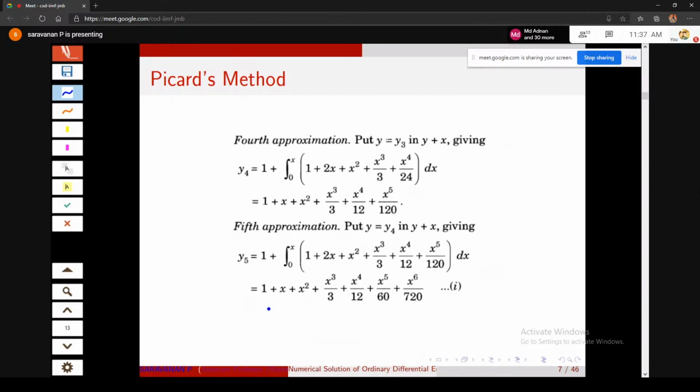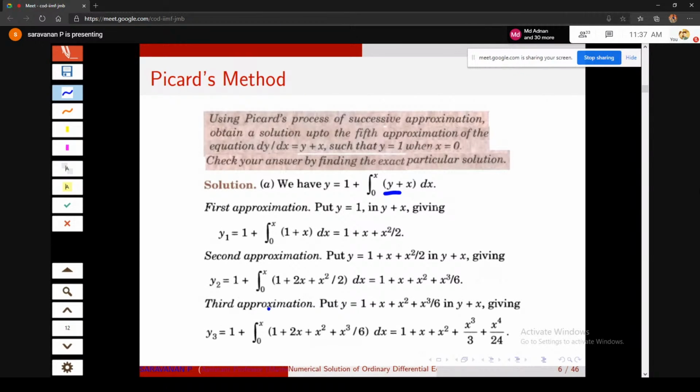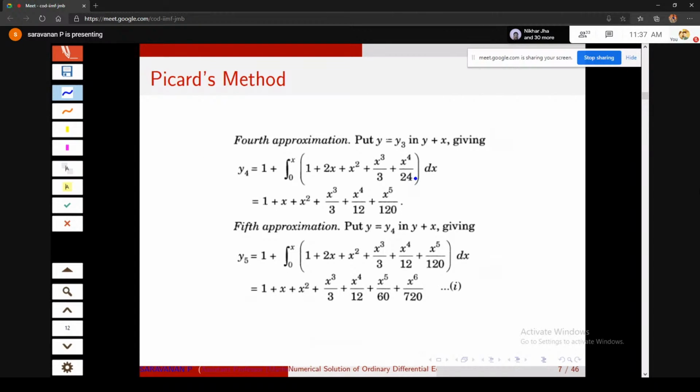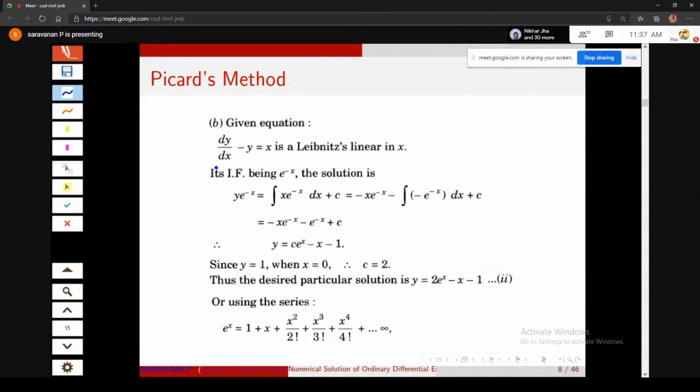Now we have to find the answer exactly. Check your answer by finding the exact particular solution. So for that, you take this equation dy by dx equal to y plus x. How will you find the exact answer? You bring this y to the left hand side. You will get dy by dx minus y equal to x. We know that this is a first order linear ordinary differential equation. What is p here?